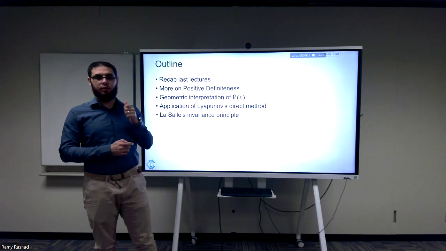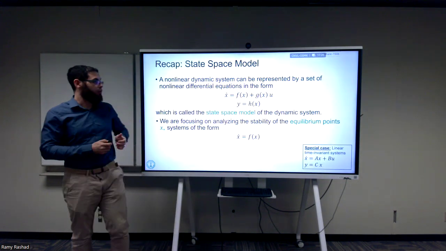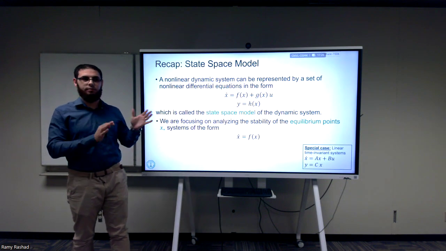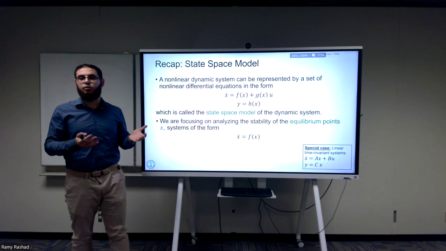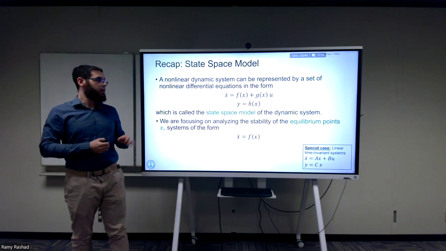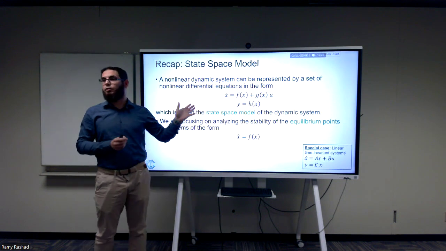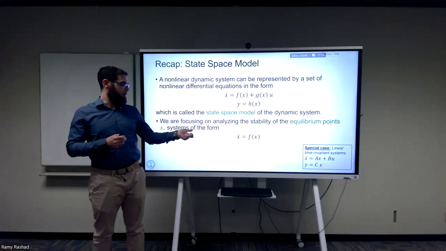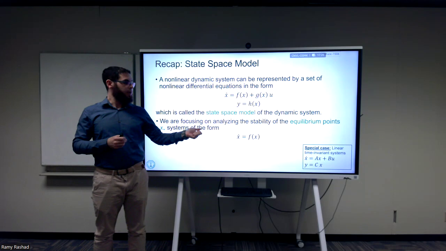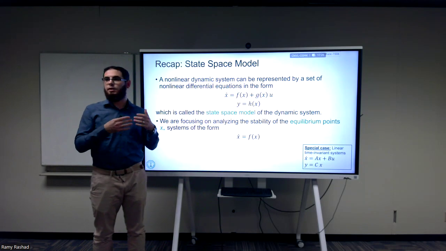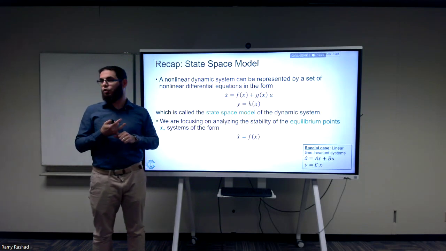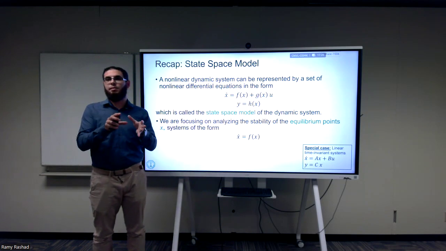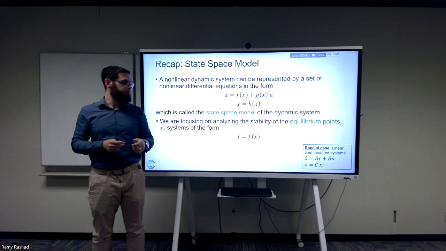Again, as usual, start with a recap of what we covered so far. We're still focusing on systems of this form, okay? State space models, x dot is equal to f of x plus g of x u. For now, we're forgetting about the u part because we're only interested in studying the stability of systems of this form. X dot is equal to f of x, and again, we either chose the control law and we're studying the stability of the closed loop system, or we're interested in studying the stability of the system without any control.